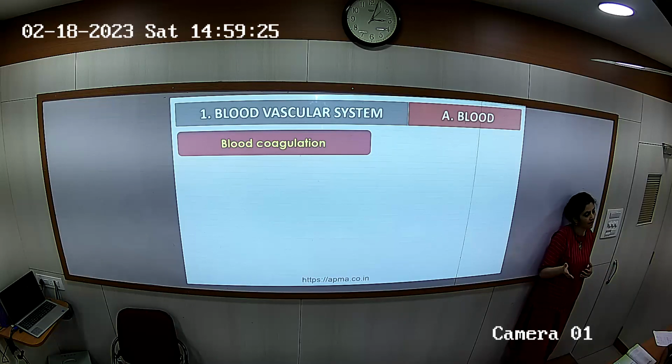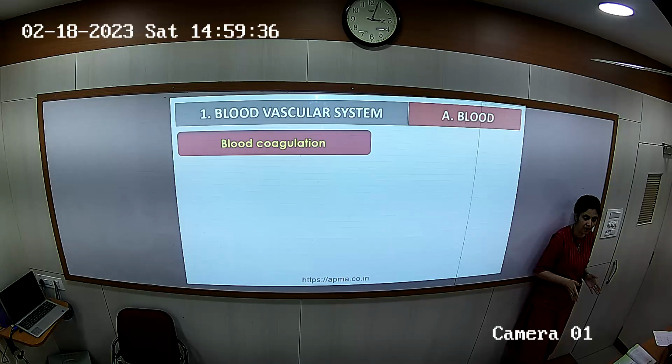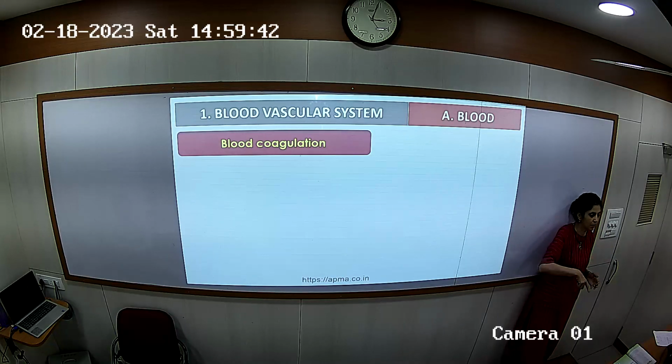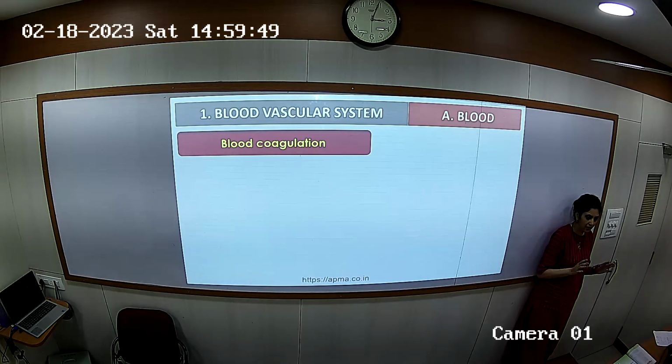WBCs are all about defense. All their functions are related to defense only. Different words are there, immune reaction, allergic reaction, but everything is about immune response. There are 5 types, granulocytes 3 and agranulocytes 2. We discussed that number is important, function is important, shape of nucleus is important, and size is important. That's the statement. Clear?